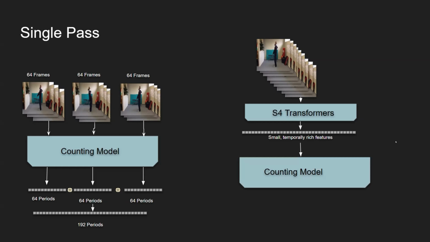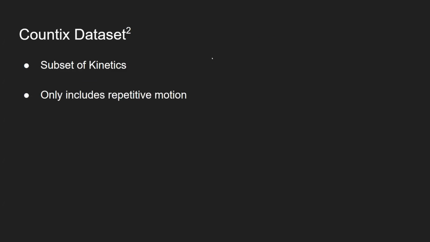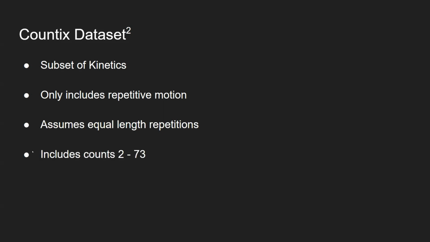And then we could send these features again through our counting model to just generate a large number of period length predictions for a long video. And so for our experiments, we do this with the Countix data set, which is a subset of Kinetics, and it only includes repetitive motion segments. One thing it assumes is equal length for each repetition. And we have counts anywhere from 2 to 73 for our videos.